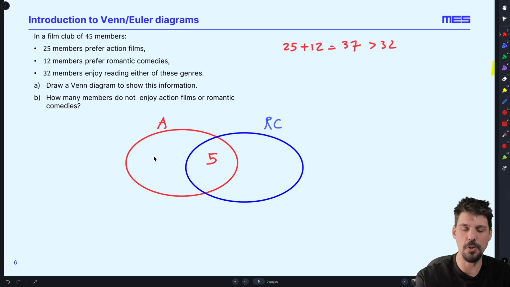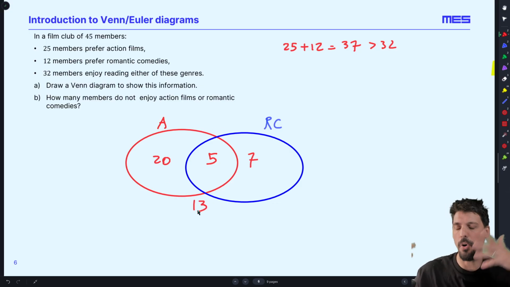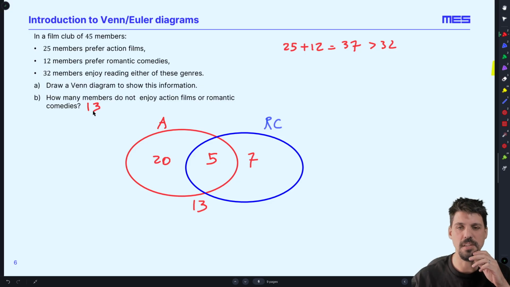25 members enjoy action, so that's 20 only enjoy action. 12 members prefer rom-coms. Well, if 5 of them also like action films, 7 are outside here. And that means 32 members prefer dramas, documentaries, whatever it is, so that the total comes in at 45. So how many members do not enjoy either of them? 13.